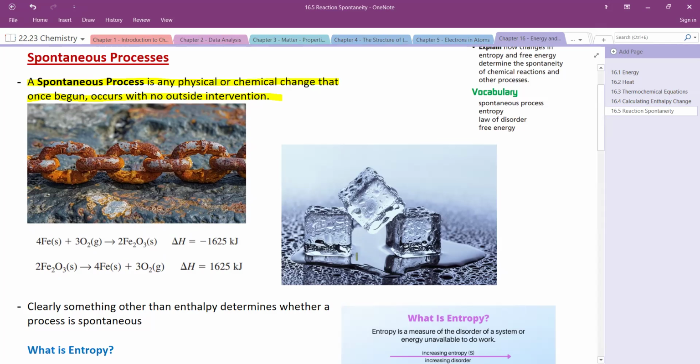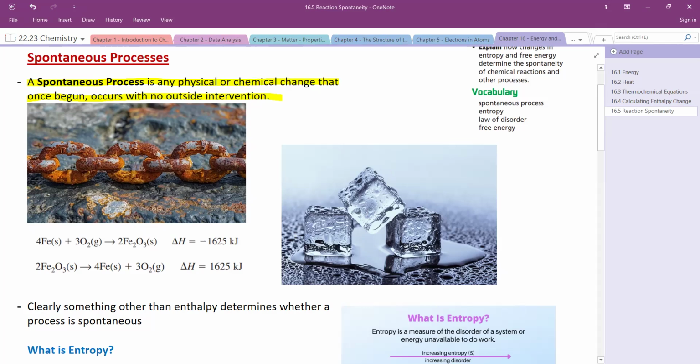However, if we think about this picture here, when we have ice, we put an ice cube on a table, that ice cube is going to melt. That is a spontaneous process. It happens all on its own. However, it is also an endothermic process. In order to melt, ice must absorb energy. So that is an endothermic process.